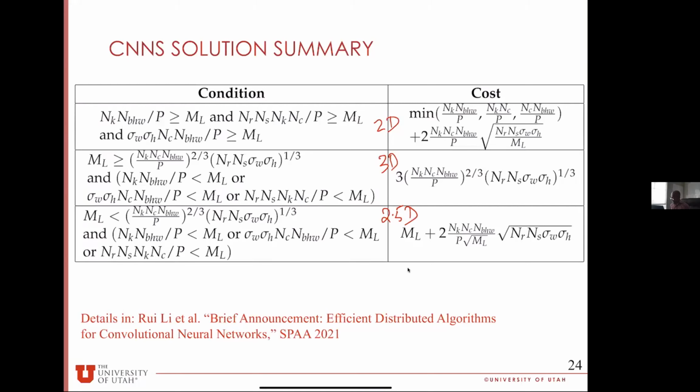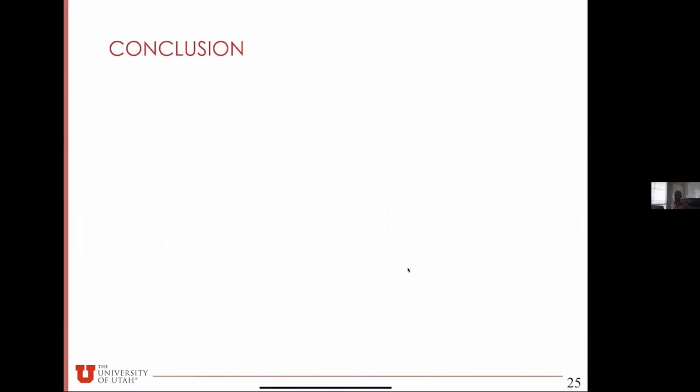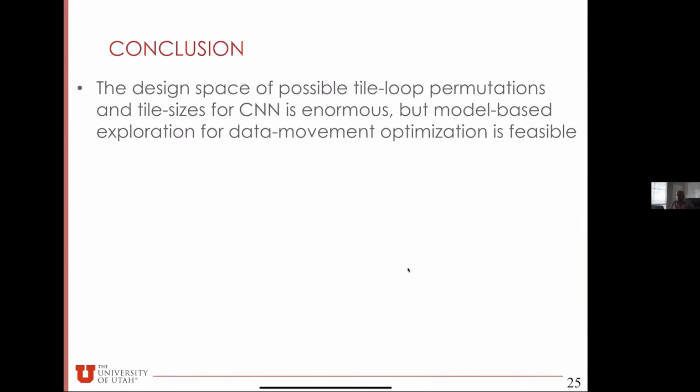So let me wrap up. The main takeaway is that even though the design space of possible tile permutations and tile sizes for CNN is enormous, model-based exploration for data movement optimization is feasible.